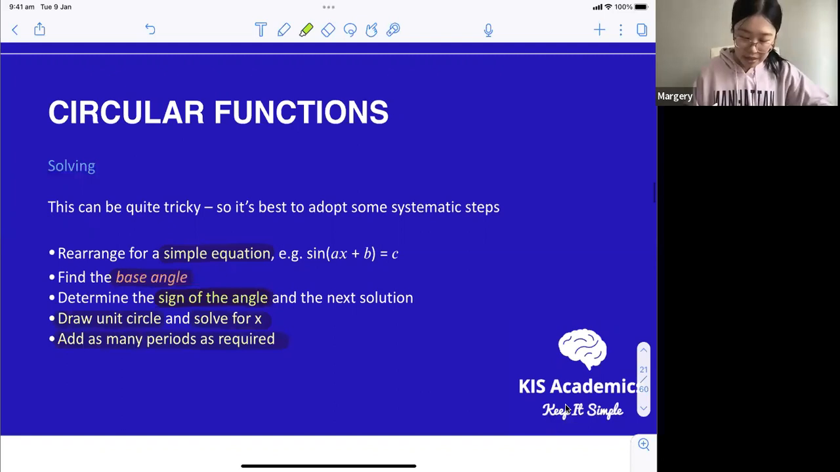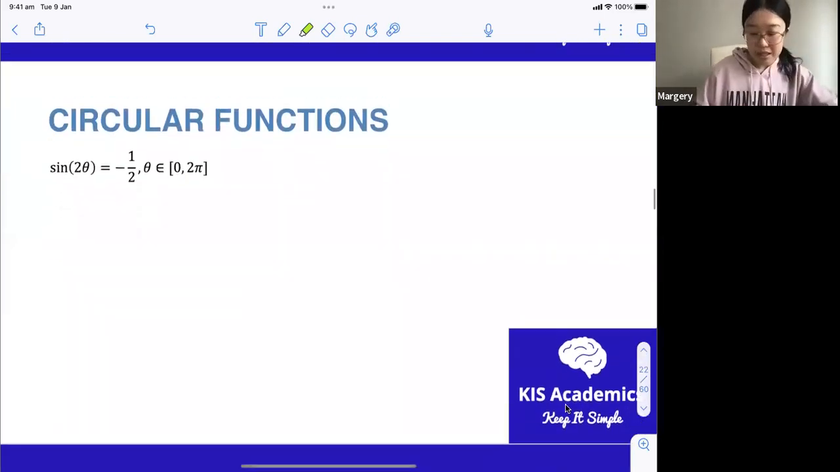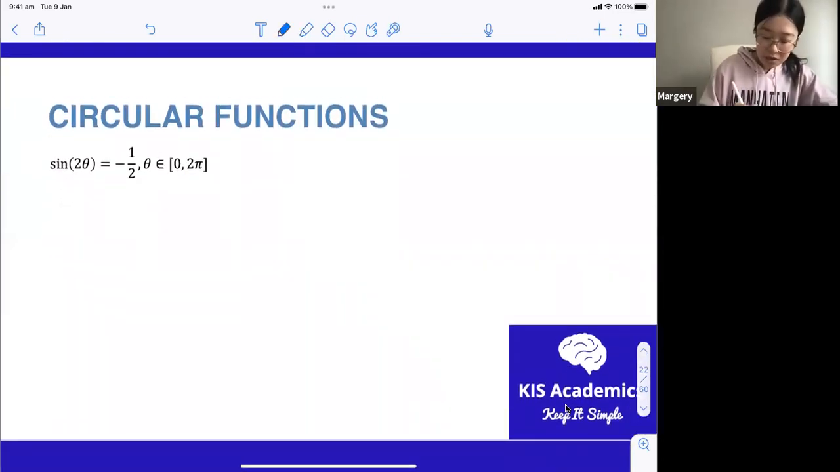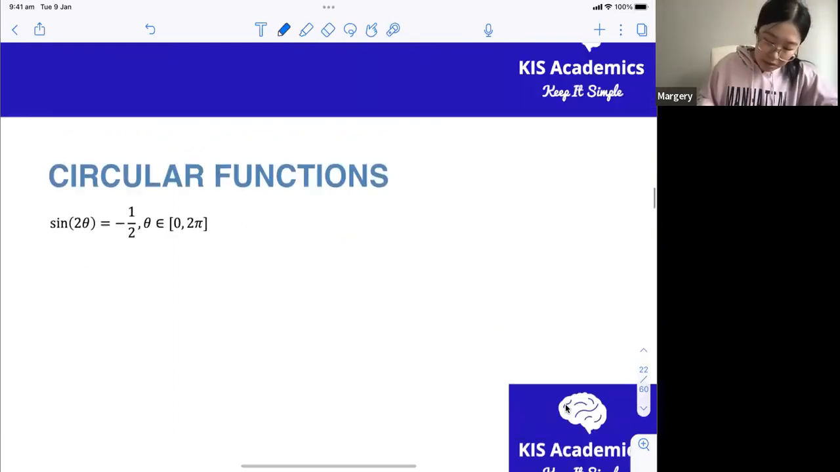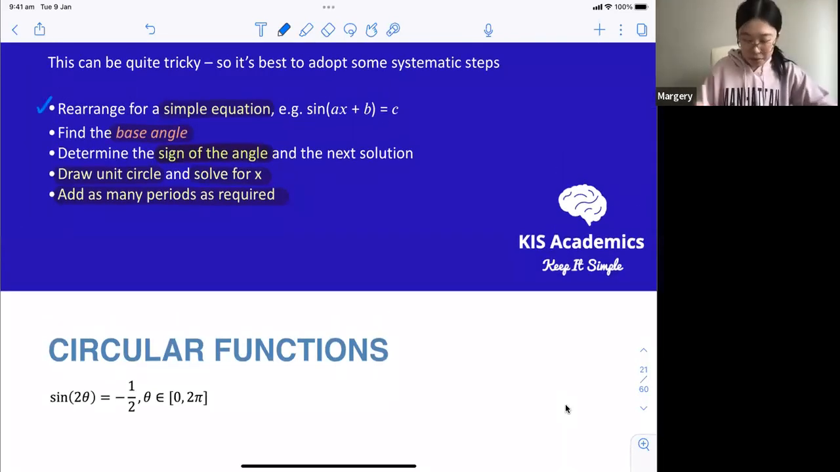And so we'll have a look at this over here, which is sine of 2 theta is equal to negative 1/2. And we want to solve for our theta, given that theta is between 0 and 2 pi. So to do this, the first thing we do is we rearrange here for a simple equation. In this case, you can see my sine of 2 theta is already by itself. There's no numbers added on the end or multiplied to it. So it's already been rearranged into the simplest equation.